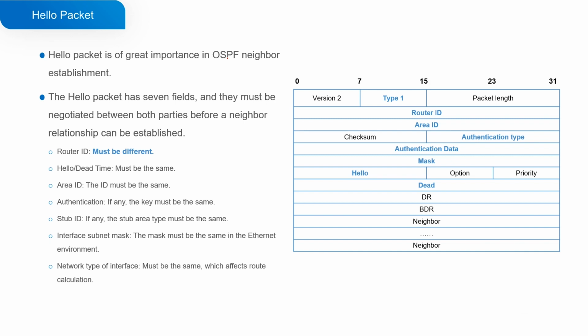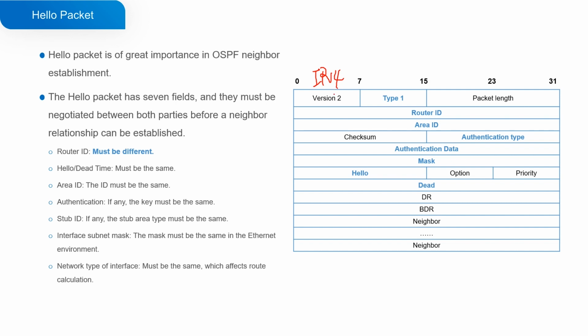Actually, we also use the hello packet to elect the DR, the BDR and the DR other. So the hello packet's function is very important. And here we can see the format for the hello packet. First, the version is 2. It means this is an IPv4 packet.